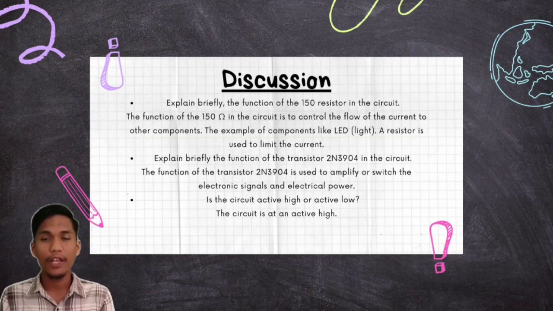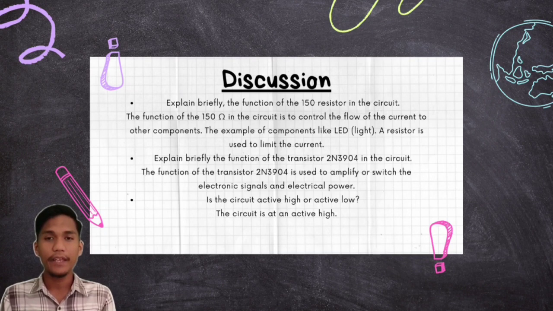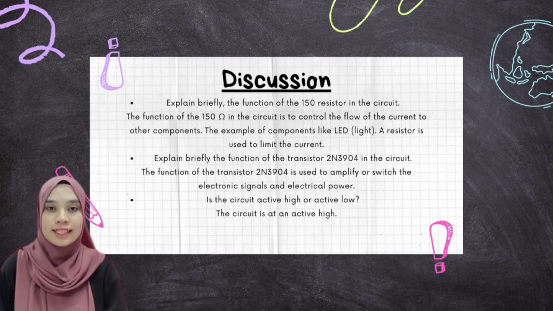What we can discuss in this experiment is that the function of the 150 ohm resistor in the circuit is to control the flow of current to other components, for example components like the LED. A resistor is used to limit the current. The function of the transistor 2N3904 is to amplify or switch electronic signals and electric power. Next, in this experiment, the circuit is active high.